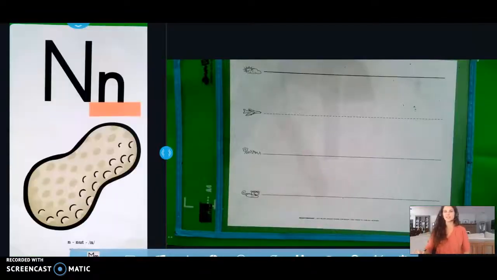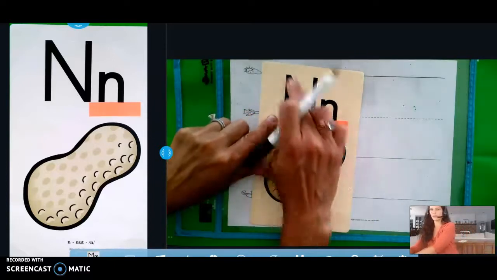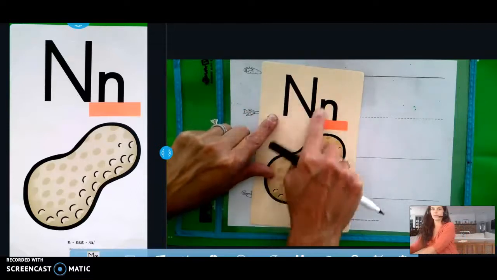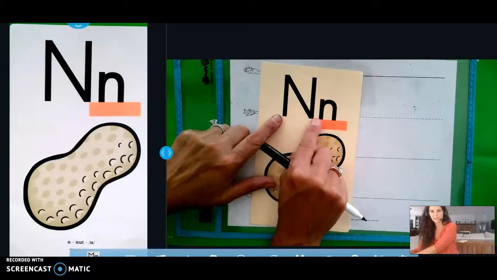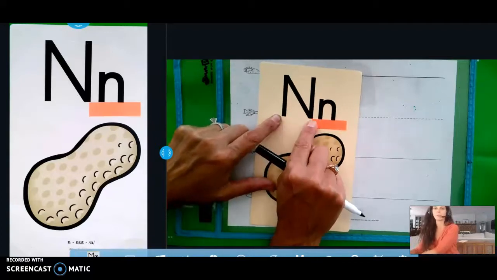Okay, boys and girls, it is now time to practice writing the lowercase n. Now, I did put an orange line underneath the lowercase n, so you know which one we're writing. The uppercase n, let me show you, this one here, this first one, we are not going to worry about the uppercase n right now. Just know that's an uppercase n, but we're not going to worry about writing it.